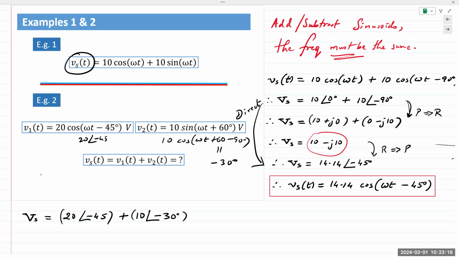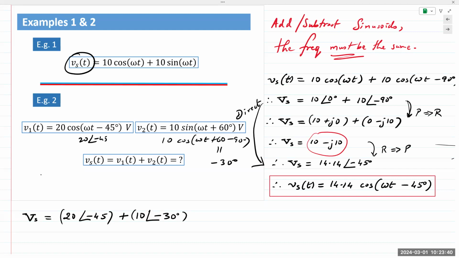Again, the second, v2 of t, is in sine. So sine x is equal to cos of x minus 90, meaning cos(omega t plus 60 minus 90). I subtract 90 degrees from the phase angle. That gives me a phase angle of minus 30. So you have two vectors.